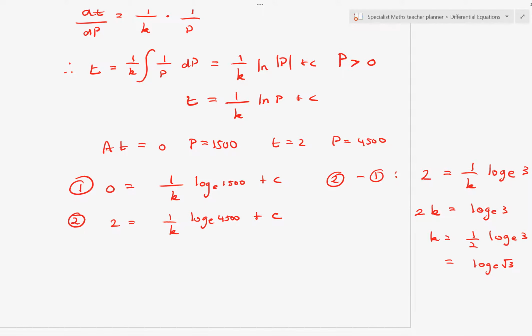Let's sub in our value. I might say that k is equal to log e root 3. So we've got 0 is equal to, we'll sub it back into 1 if you like, 1 over log e to the root 3 log e to the 1500 plus c. What do I do from there? Cry. Okay. What is it?